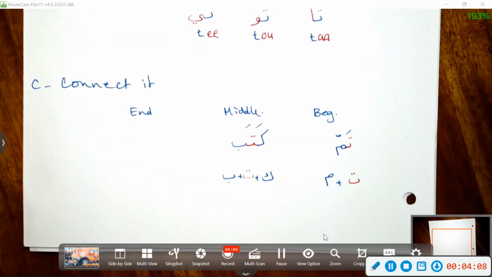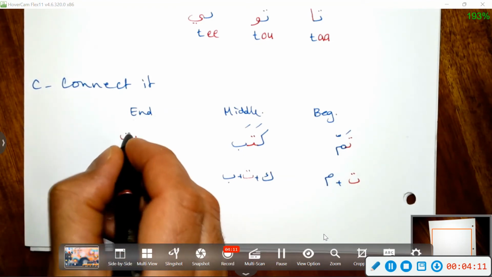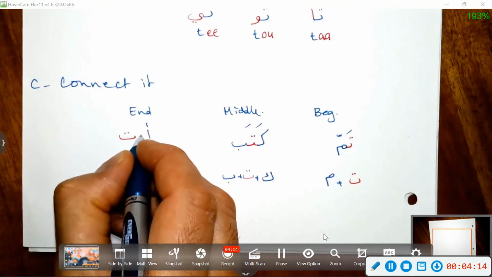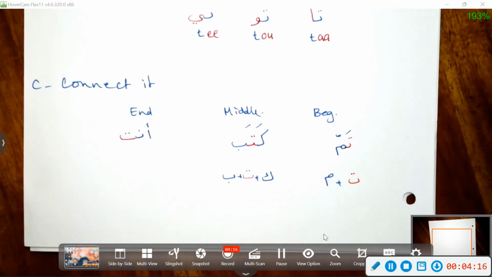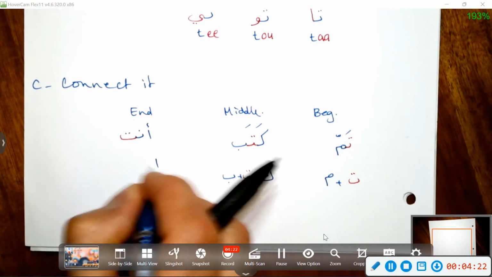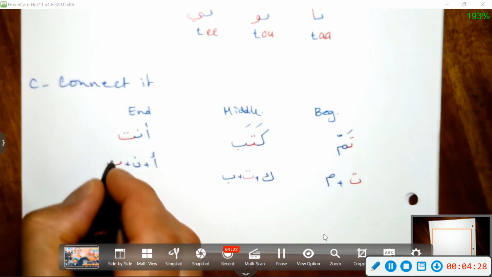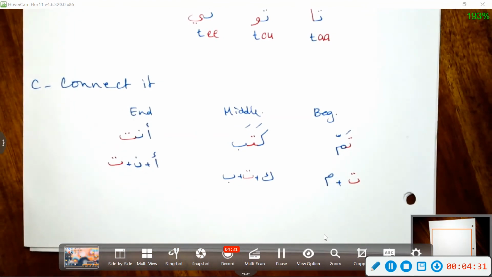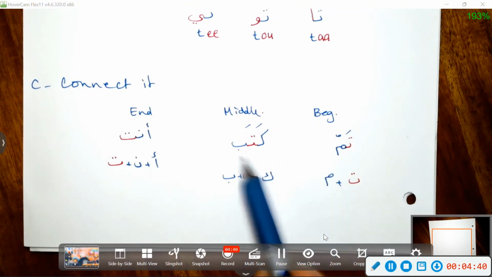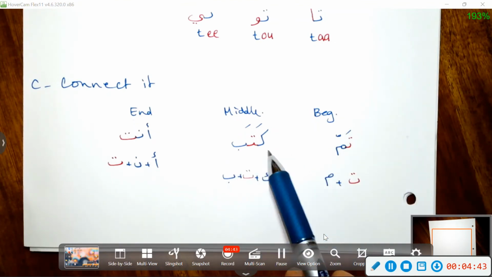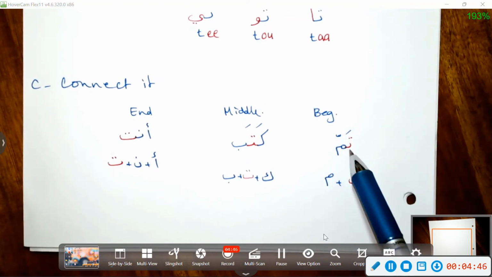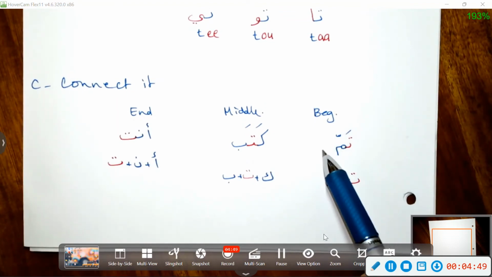And then at the end, we have anta. Alif plus noon plus ta. So at the end, it stays as it is. In the middle, exactly like the letter ba, it gets connected from both sides, from the front and from the back, or from the right and from the left. At the beginning of the word, it's only connected from the left to the next letter.